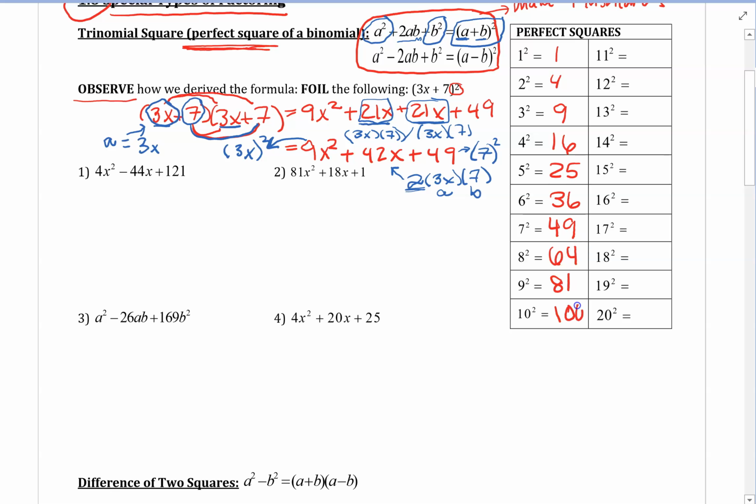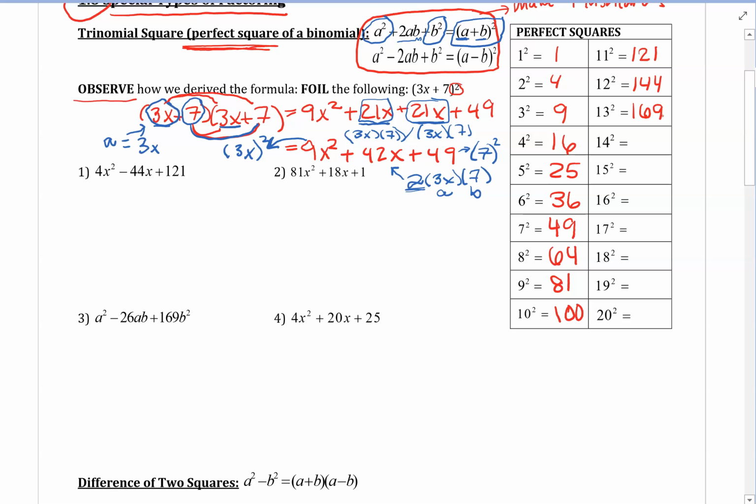I feel like the squares from 1 to 100 are fairly well known. Once we start going from 11 to 20, I'm going to have to punch some of these in my calculator. I know 11 squared is 121, 12 squared is 144, 13 squared, I always have to check that one. Yep, that one's 169.